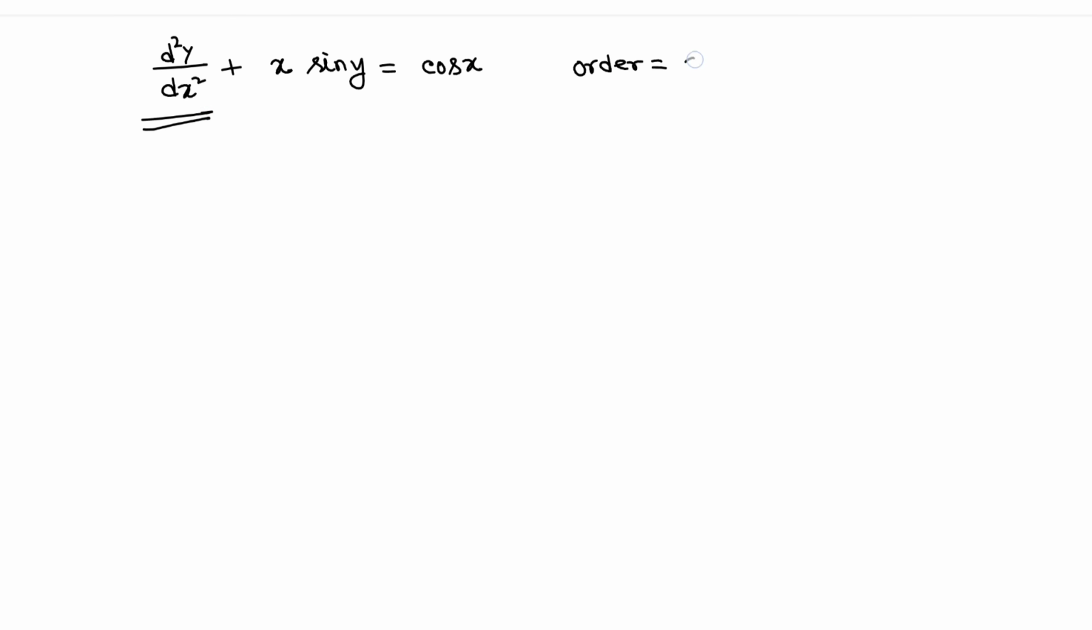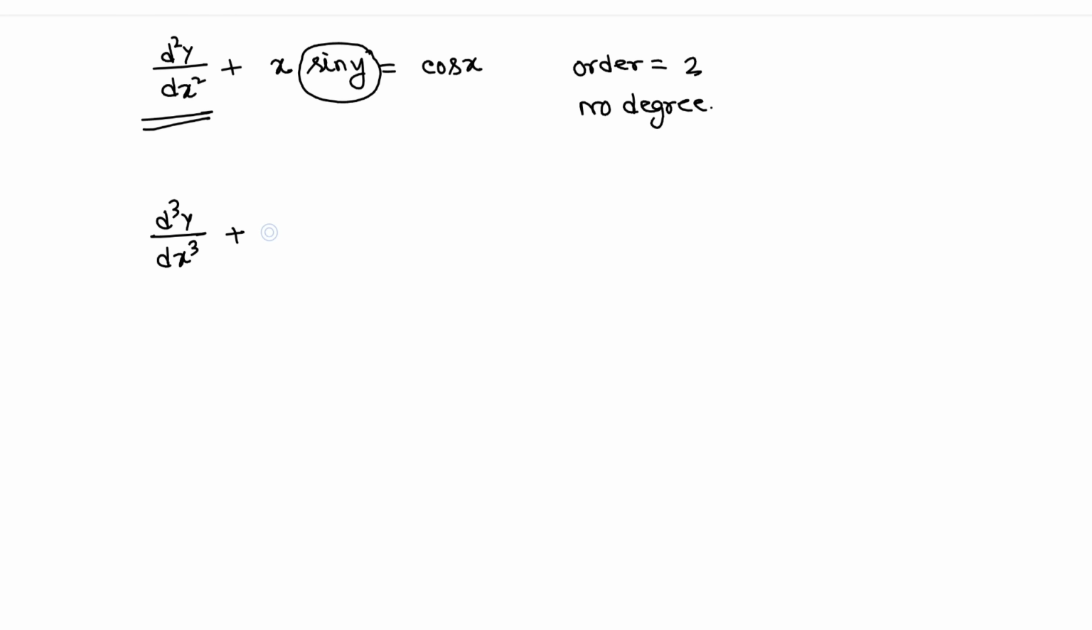Okay, let's take another example. Suppose d²y/dx² plus x sin y equals cos x. Now tell me what is the degree and what is the order? Order is the highest order, 2, and what is the degree? y is the dependent variable, and here you are getting a trigonometric function with the dependent variable, so obviously no degree. Clear?